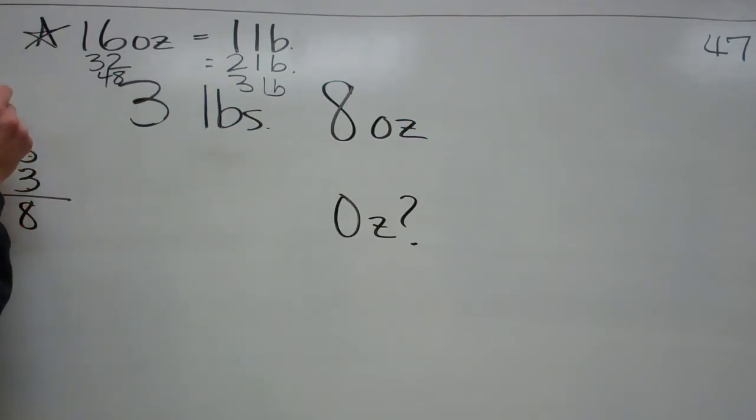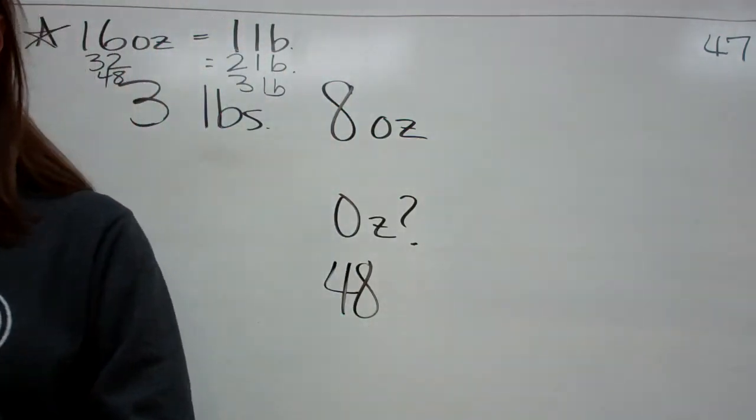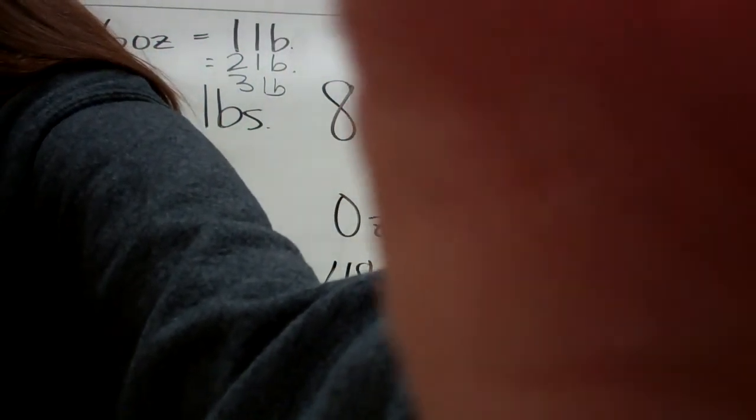3 times 1 is 3, plus 1 is 4. 48. So how many ounces is there? 48. Very good. All right. That is lesson 46.